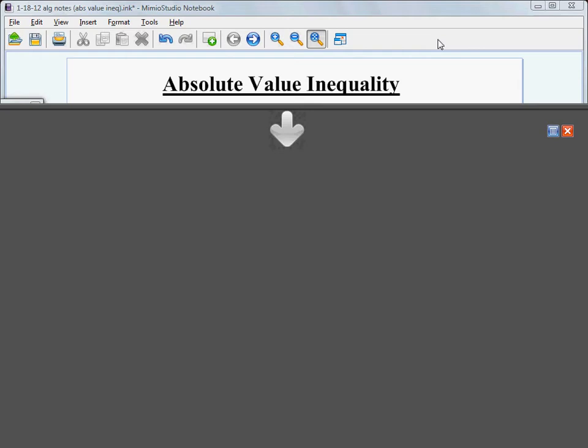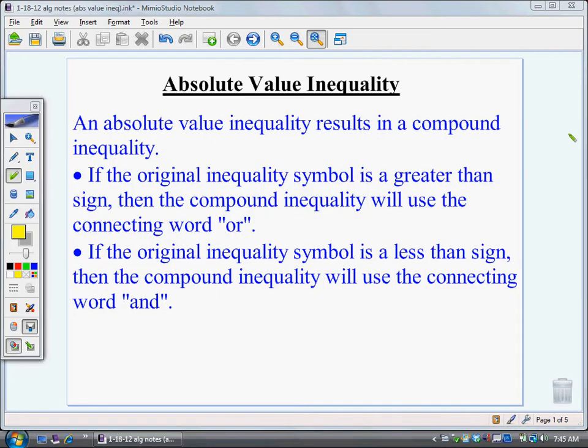Well, for an absolute value inequality, it's very similar. You're going to have two inequalities to solve. And when you have two inequalities, that's what's called a compound inequality. And so you have two possibilities because either your original inequality has a less than sign or it has a greater than sign. When the original inequality symbol is a greater than sign, that ends up with the connecting word or. And if your original inequality symbol is a less than sign, then you would have the connecting word and.